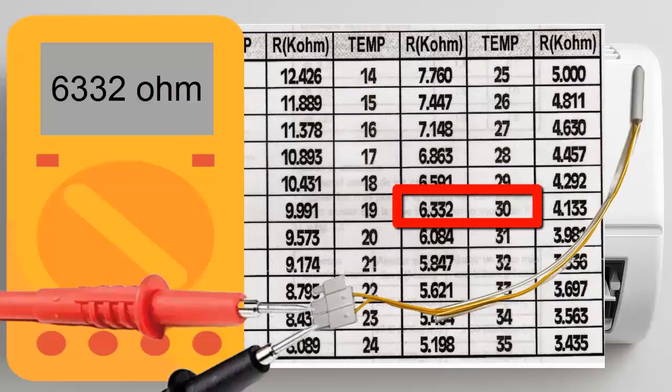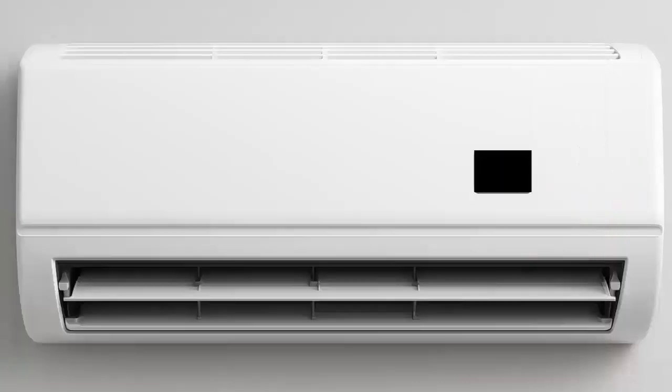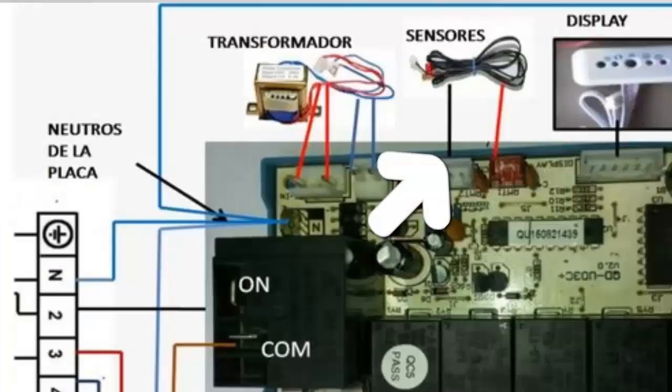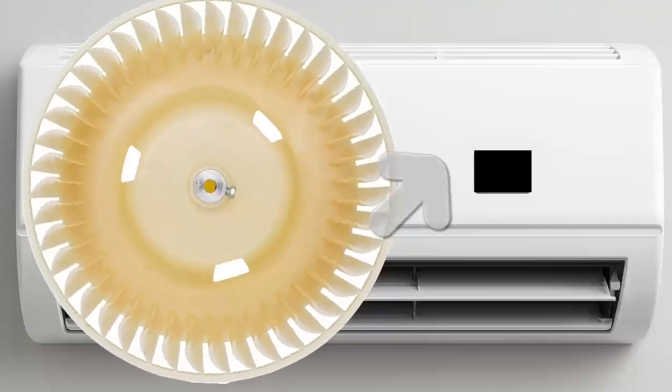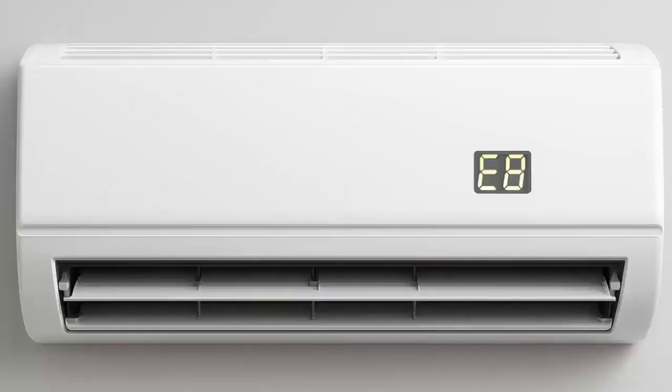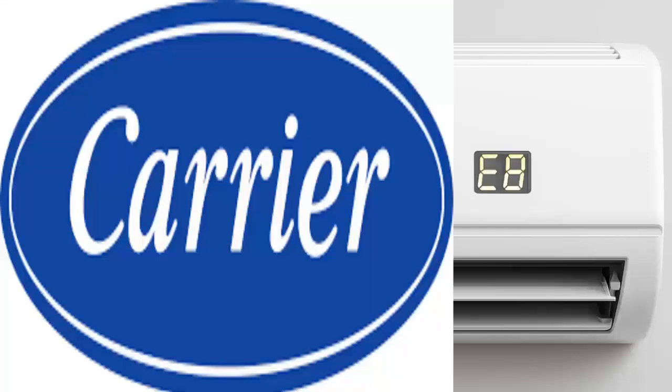How to check. Measure the sensor resistance. It should vary with temperature. Check if the sensor is damaged, infinite or zero resistance. Verify the board's 2.5V DC power supply with the sensor connected. D. E8 error due to fan failures. Another common cause of E8 is a malfunctioning fan, either indoor or outdoor.